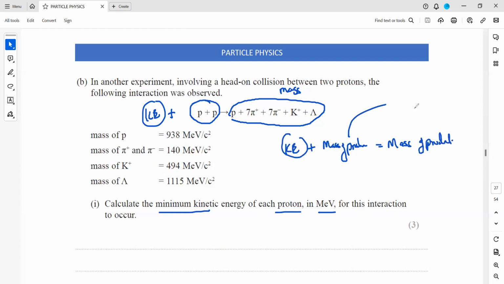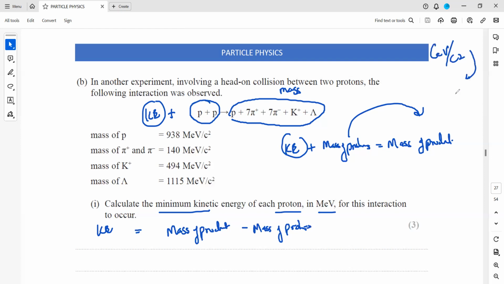So if I need the kinetic energy, the mass of the protons will move to the other side. So I need the mass of the product minus the mass of the protons. The two protons will get the kinetic energy. And when the mass is given in mega electron volt per c square, mass in mega electron volt per c square is the same as energy in mega electron volt, or mass in giga electron volt per c square is the same as energy in giga electron volt. You don't have to convert the unit in that case.